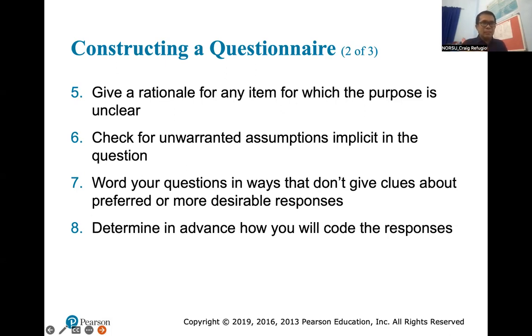Every item that you have in the research questionnaire must have a reason.